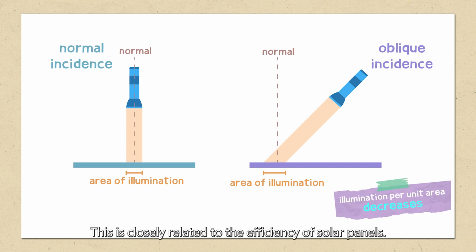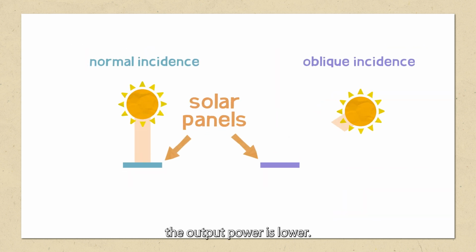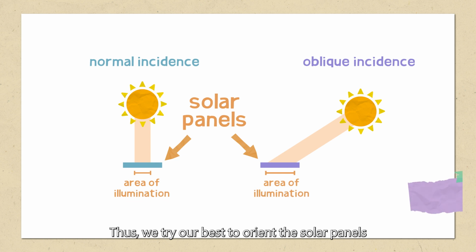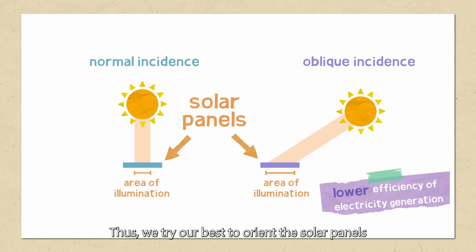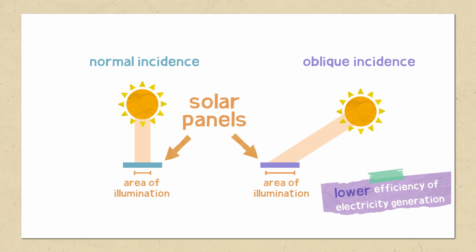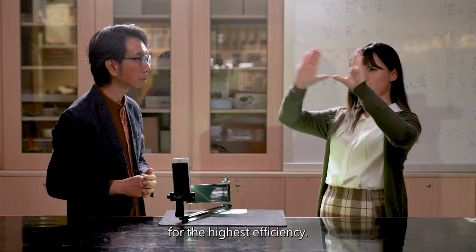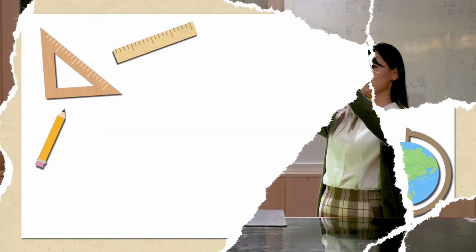This is closely related to the efficiency of solar panels. When light is incident obliquely, the output power is lower. Thus, we try our best to orient the solar panels normal to sunlight and achieve optimal performance. That means we make them face towards the sun for the highest efficiency. Exactly.